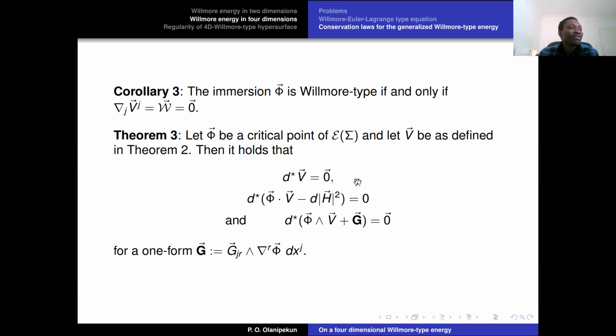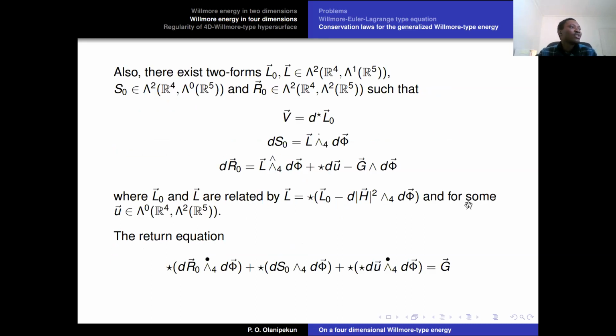So we have d star of v, where d star is the usual co-differential operator and star is the usual star operator. So d star of v equals 0, and then d star of this one equals 0, and d star of this equals 0. That's just recasting the previous theorem in the language of differential forms. But more than that, we have the existence of two forms, L naught and L, in this space. L naught is a two form. L is a two form as well.